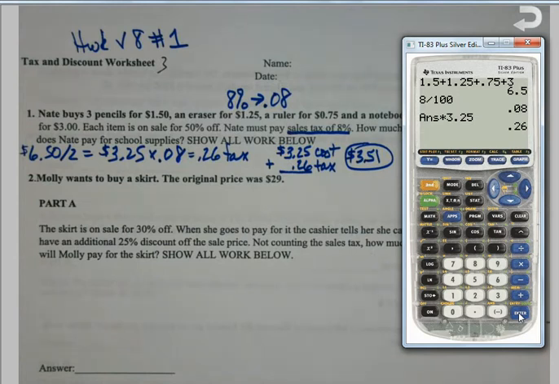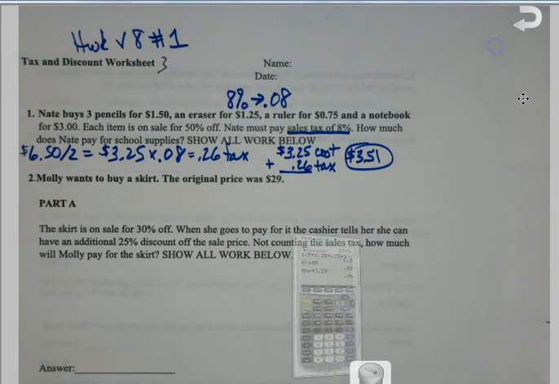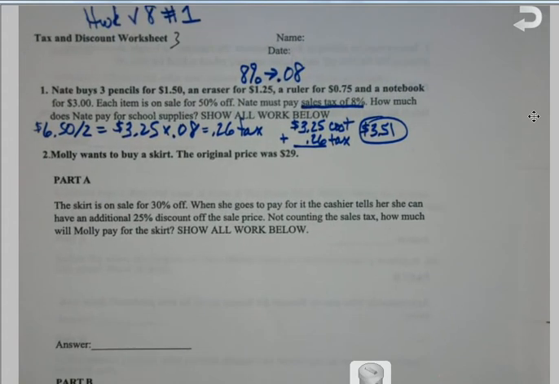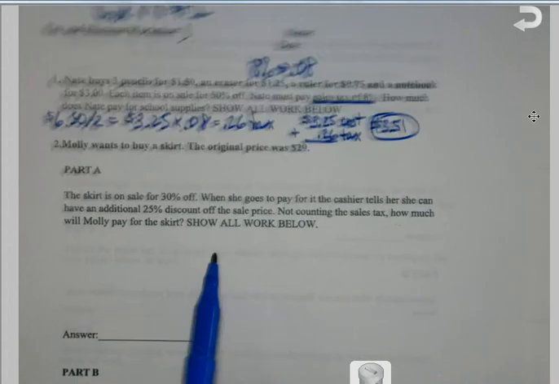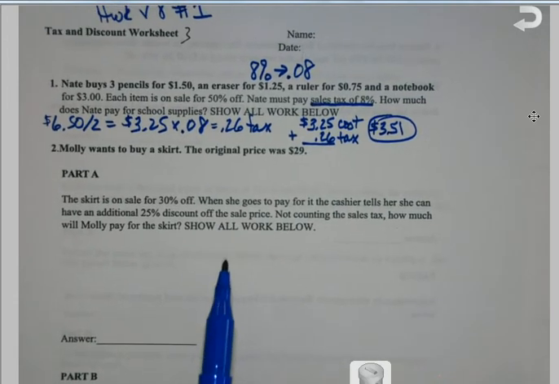But the idea is going to keep going with how these work. Now this kind of goes along with what I was talking about yesterday with getting a double discount, and it's not quite as easy as we may think it is. So like here, okay, Molly wants to buy a skirt. The original price was $29. The skirt's on sale for 30% off. Oops. When she goes to pay for it, the cashier tells her she can have an additional 25% discount off the sale price. Okay. How much would she pay for it?